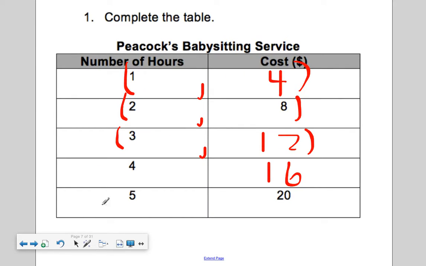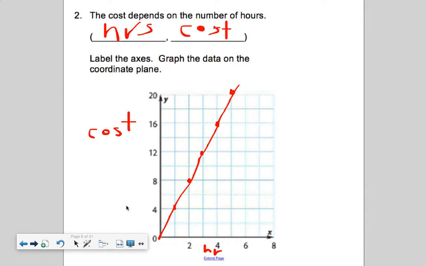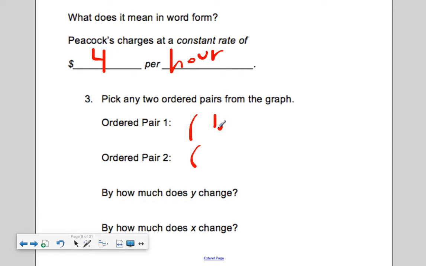I'll look at the table. 1, 4, and 2, 8. How much does y change? Remember, in a graph it is x comma y. It started at 4. It went to 8. It changed by 4. How much did the x change? It started at 1 and it became 2, so it changed by 1.